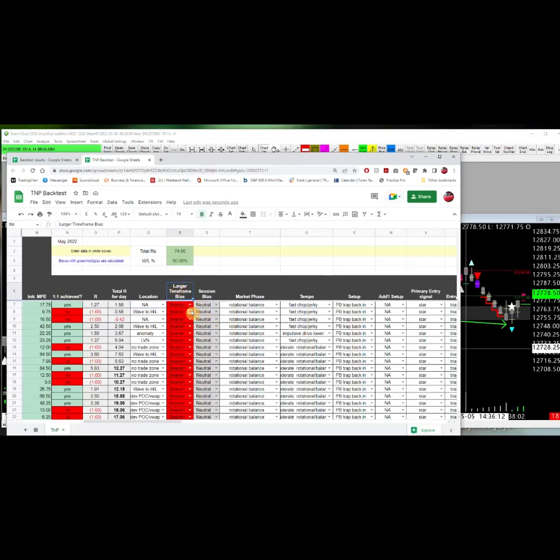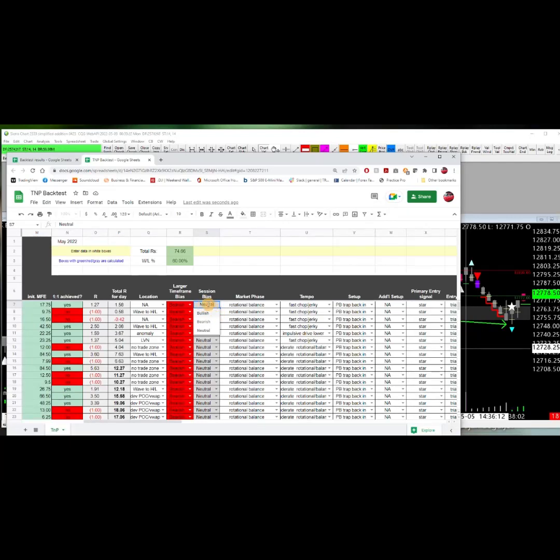So the larger time frame bias, I'm just looking at the candlestick chart and deciding is it bearish, bullish, or neutral going into the day. And then the session bias, this can obviously change, but if it's a balanced day, I'm going to say it's probably neutral. If it starts with open drive low or lower and it can't break back through the halfway point or the VWAP, it's obviously bearish, right?